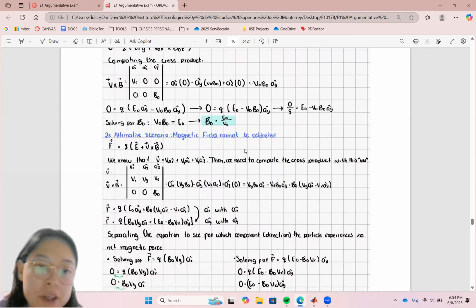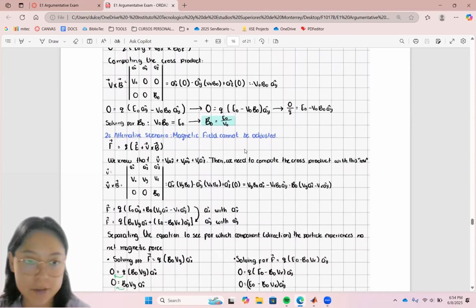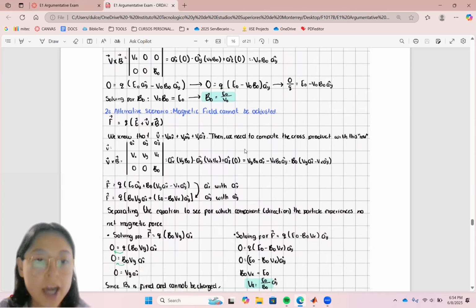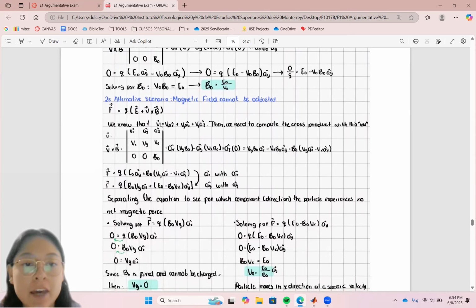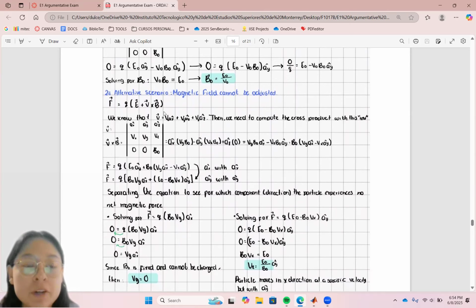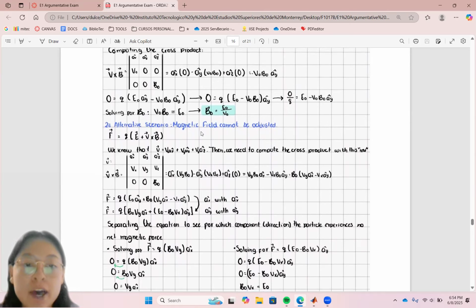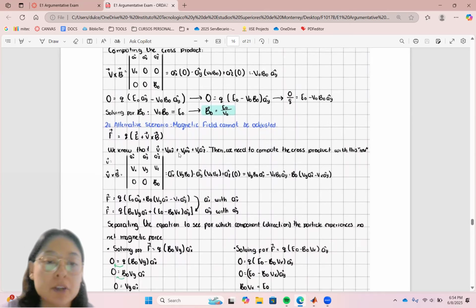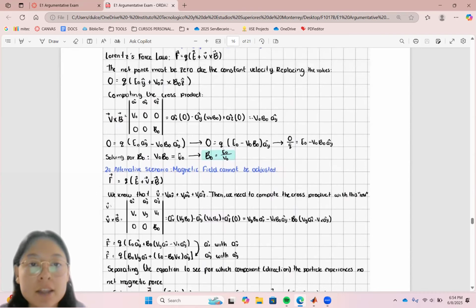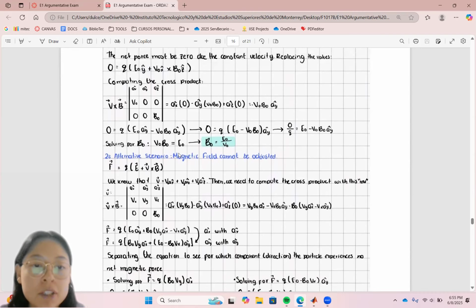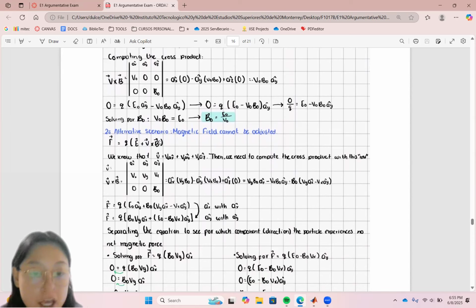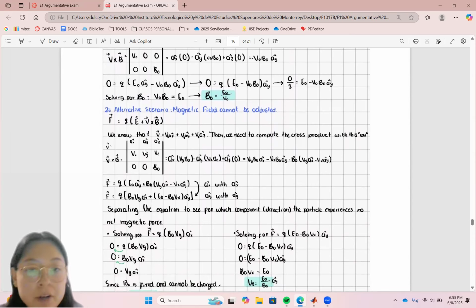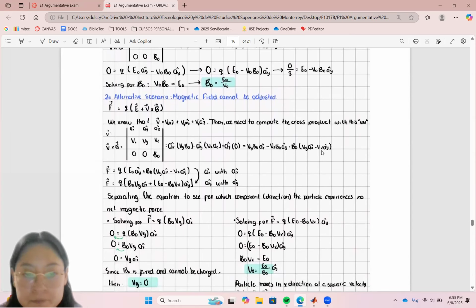And now, with the alternative scenario, where the magnetic field can be adjusted, I use the velocity vector which goes in the x, y, and z directions, and I compute the cross product with v0. Now I use this velocity vector because it doesn't say that the velocity only goes in the x direction. So I make my cross product and I obtain this.